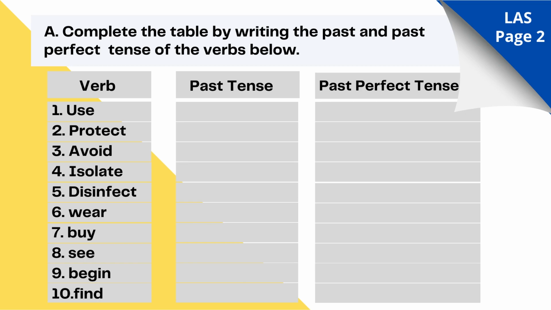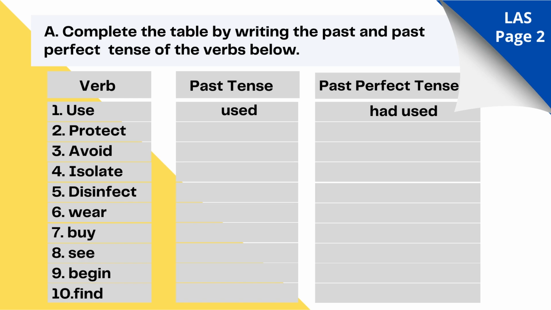For the first item, let's have the word use. First, examine if it is a regular or irregular verb. Use is a regular verb. Therefore, let's add D at the end of the word, and it will be used as the past tense. Then, to make it a past perfect tense, let's use had plus the past participle of the verb, used. The past perfect tense of use is had used.